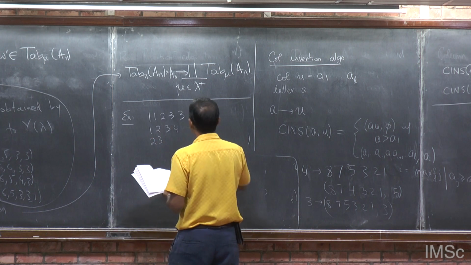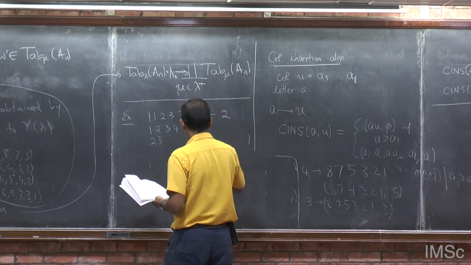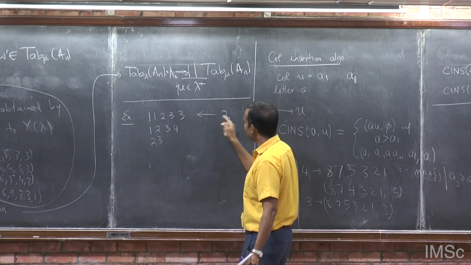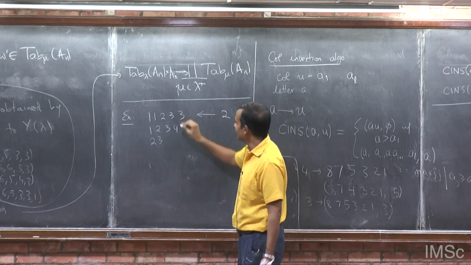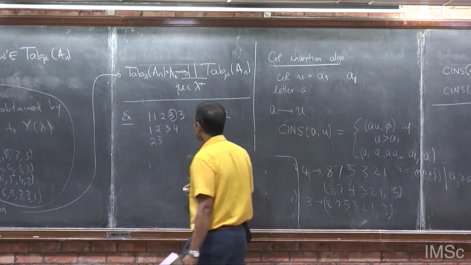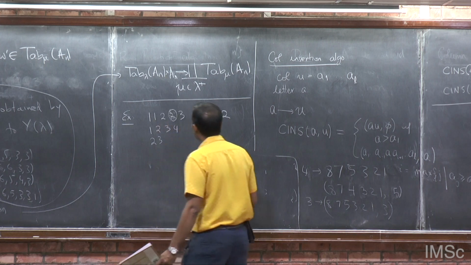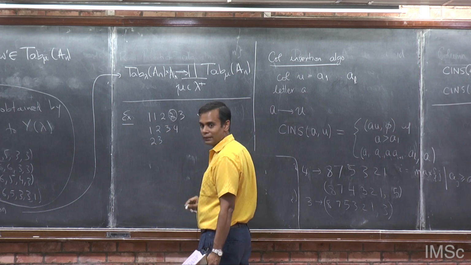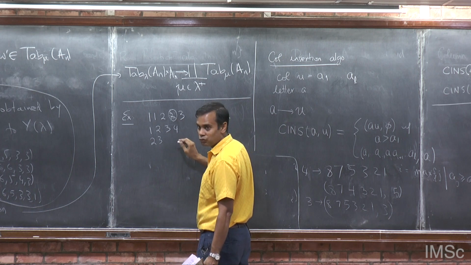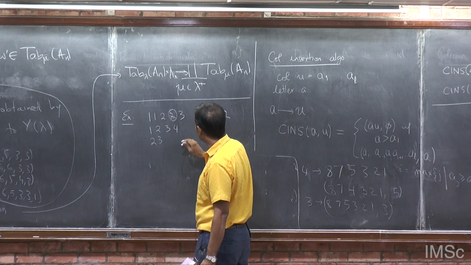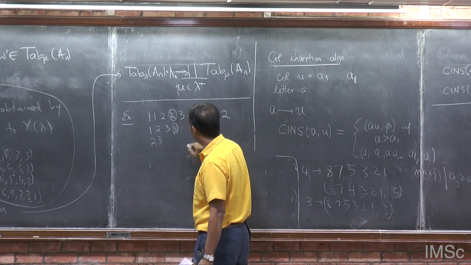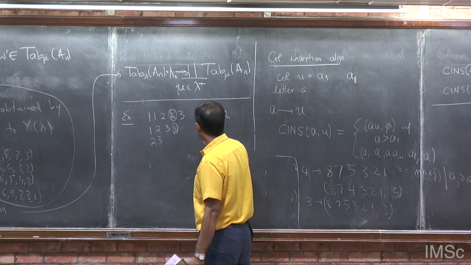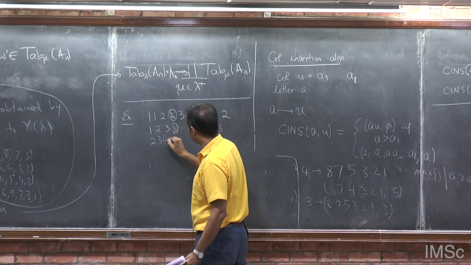And let us say I want to insert into this a 2. So, what will I do? I will first try to insert this 2 into this first row, right. What will it displace? It will displace the 3. So, this will get displaced and this will become a 2. And now, I will try to put this 3 into the second row. What will it displace? It will displace this 4. So, this will become a 3, right, and this 4 will come to rest here.